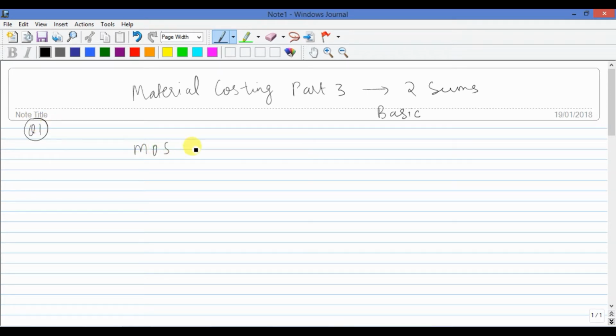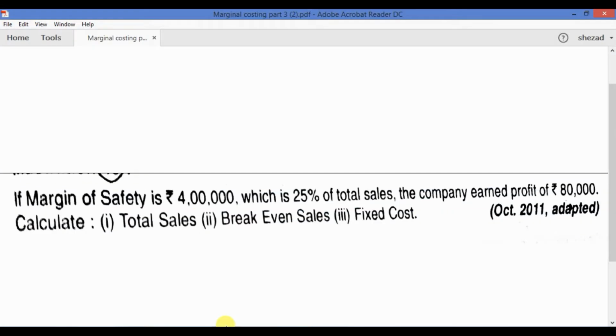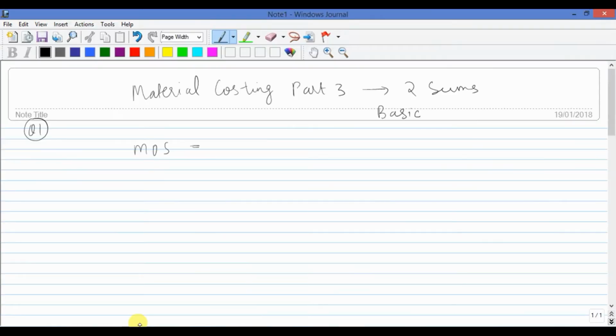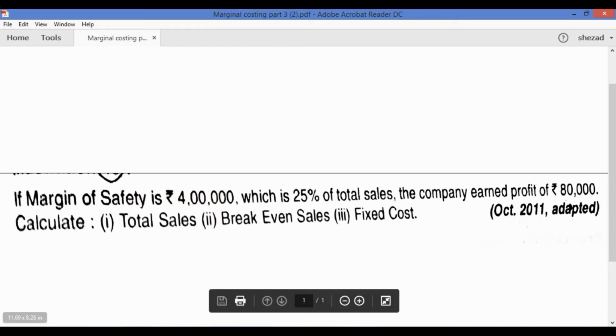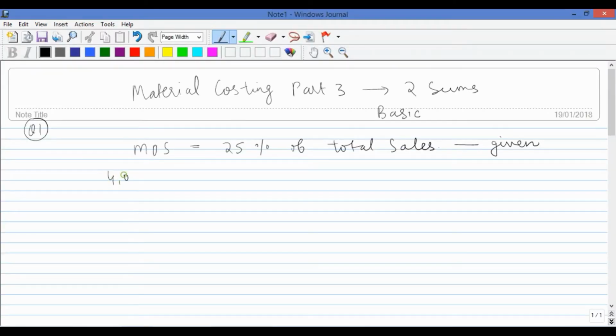Margin of safety is 25% of the total sales. This is given to us. Then the margin of safety is 4 lakhs, so we have the margin of safety as 4 lakhs, so this will be 25 on 100 into the total sales.